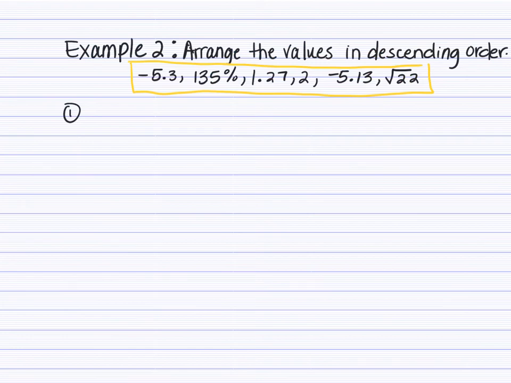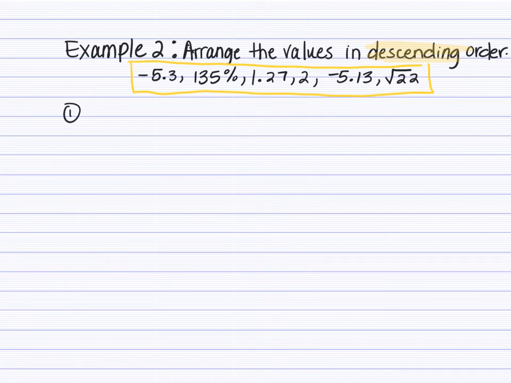Okay, so let's try another example. Just going back through all of those steps. Make sure that you write this example down. This time we are actually going in descending order, and remember, when you think of descending, think going down. So we're starting at the top, which is our greatest numbers, and working our way down to our smallest numbers.